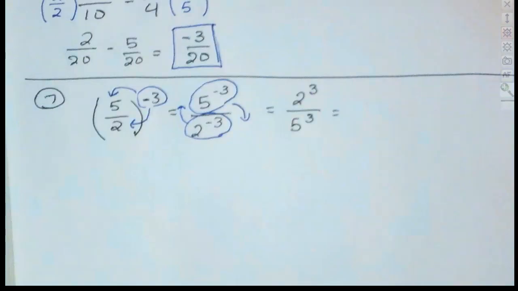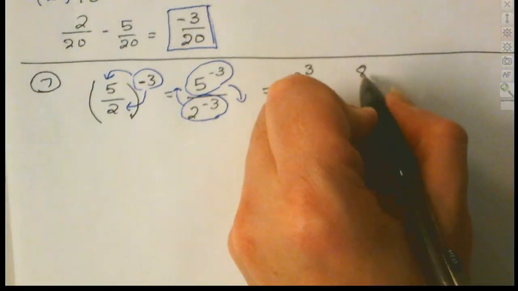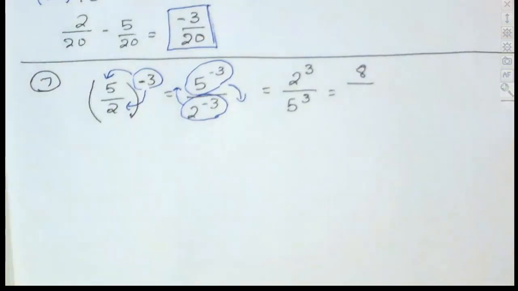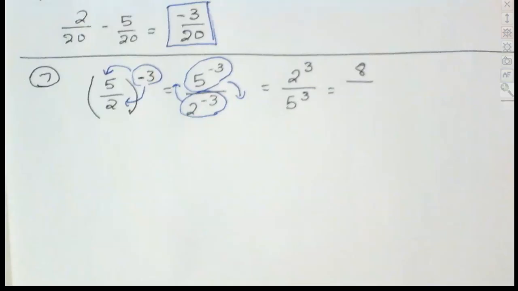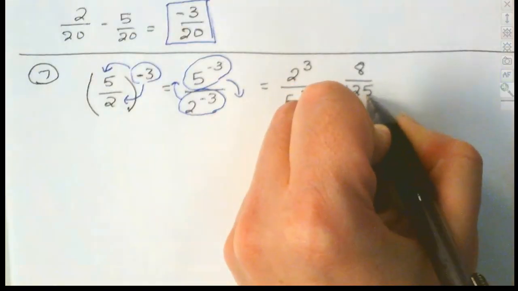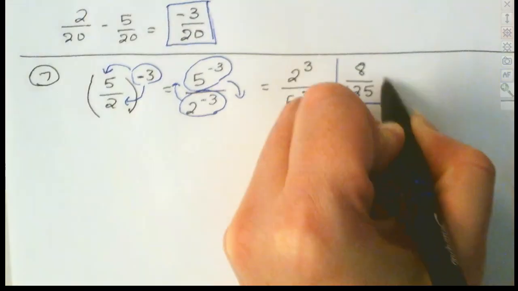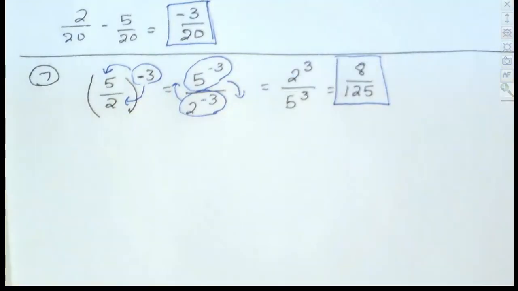And 2 cubed, can someone tell me what 2 cubed is? Okay, 2 cubed is going to be 8. Not 6, because you're not multiplying those together. You're writing it out 3 times. So 2 cubed is 8. And 5 cubed is 125. So what's my final finished answer? 8 over 125.